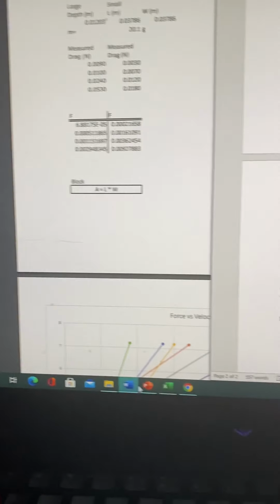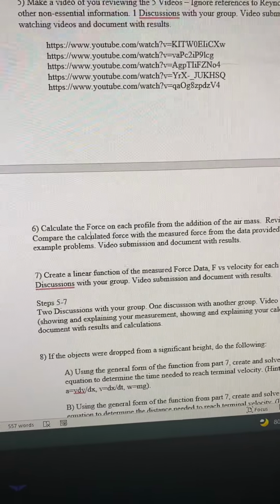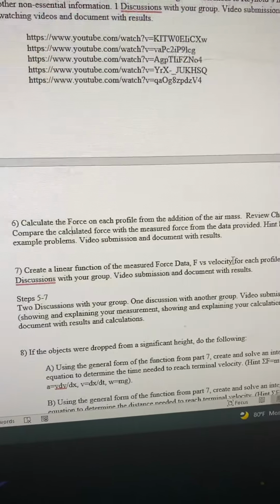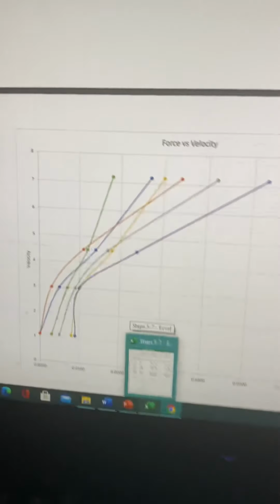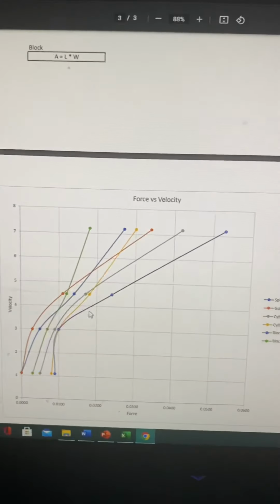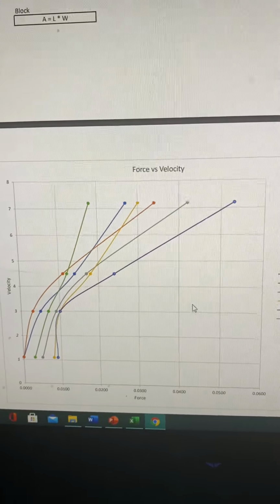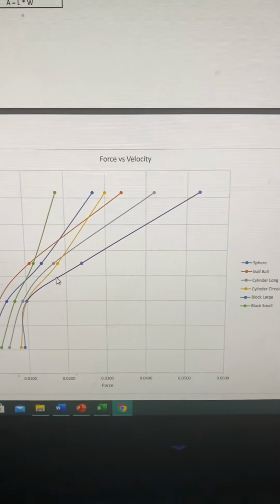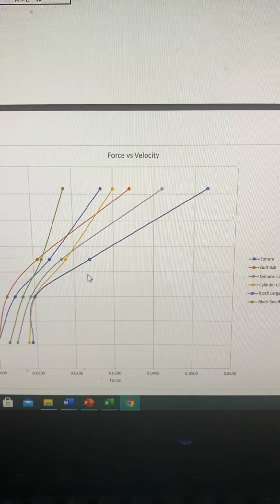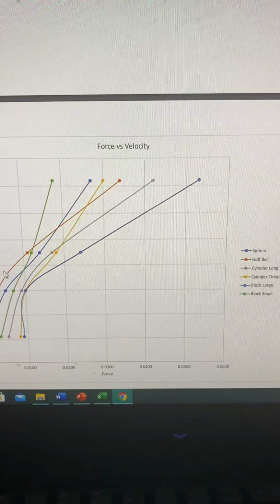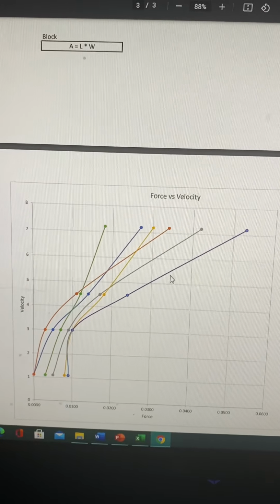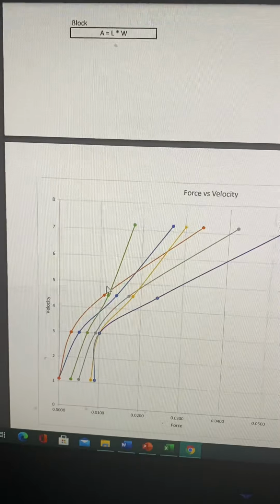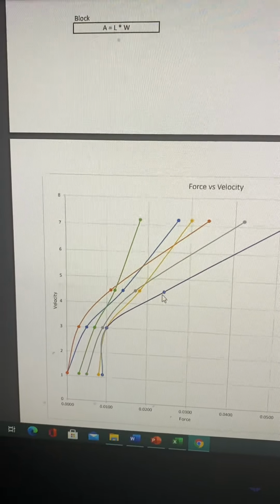Then step 7 just wants us to create a linear function from the measured force versus the velocity of each profile. I used the measured force instead of the calculated force just because they were not accurate, but right here you can see some of a pattern. Some of the spheres have this big curve right here. This big curve is from the large block, while the small block had a different behavior.